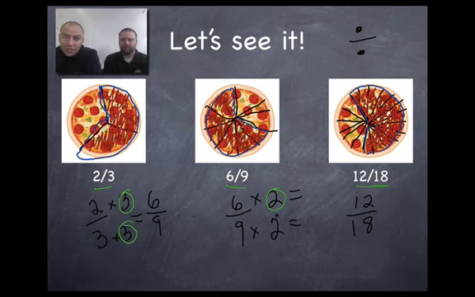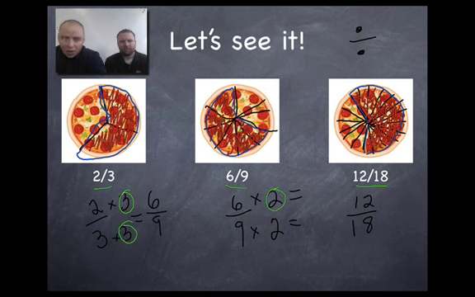What's 12 divided by 2? It's 6. What's 18 divided by 2? It's 9. Look. What's 12 divided by 6? It's 2. What's 18 divided by 6? It's 3. Look, all of these fractions are equal. All we've done is change how many pieces we cut them into, okay?